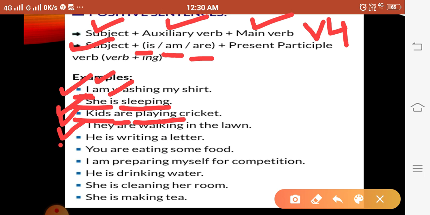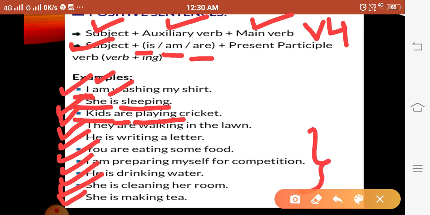He is writing a letter. You are eating some food. I am preparing myself for competition. He is drinking water. She is cleaning her room. She is making tea. So all these examples have been formed using this rule.